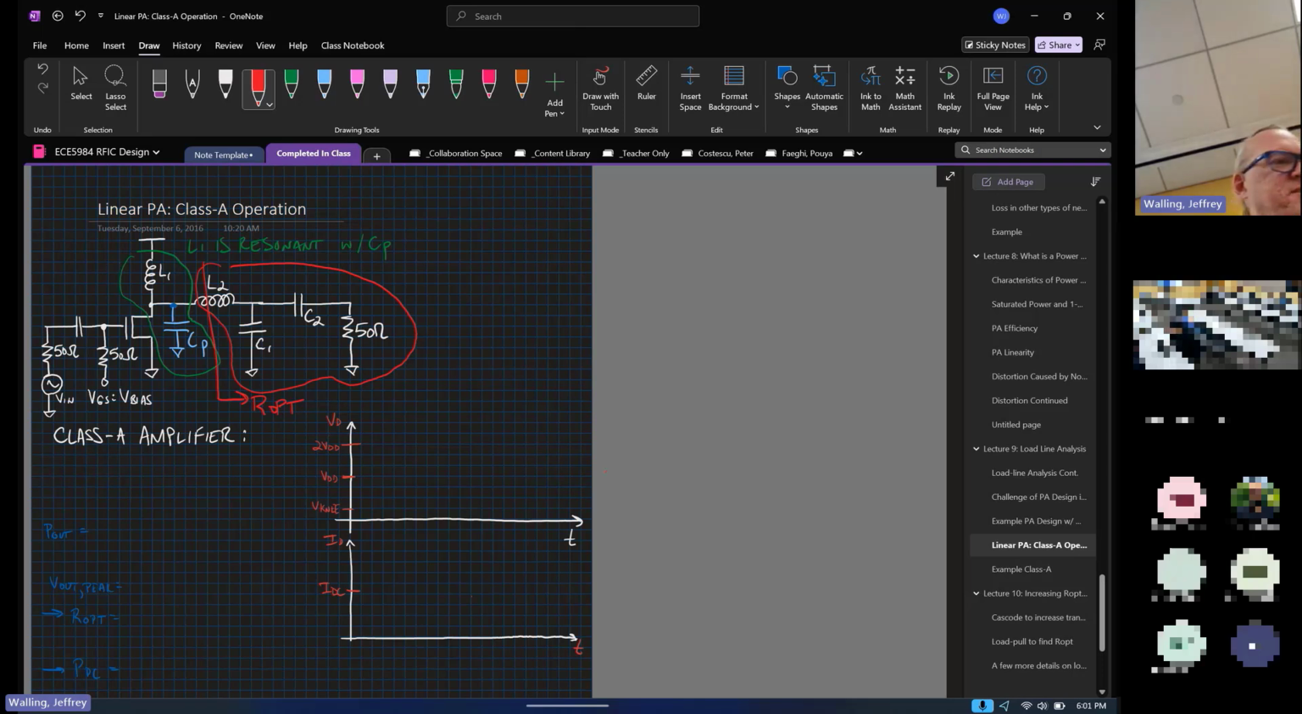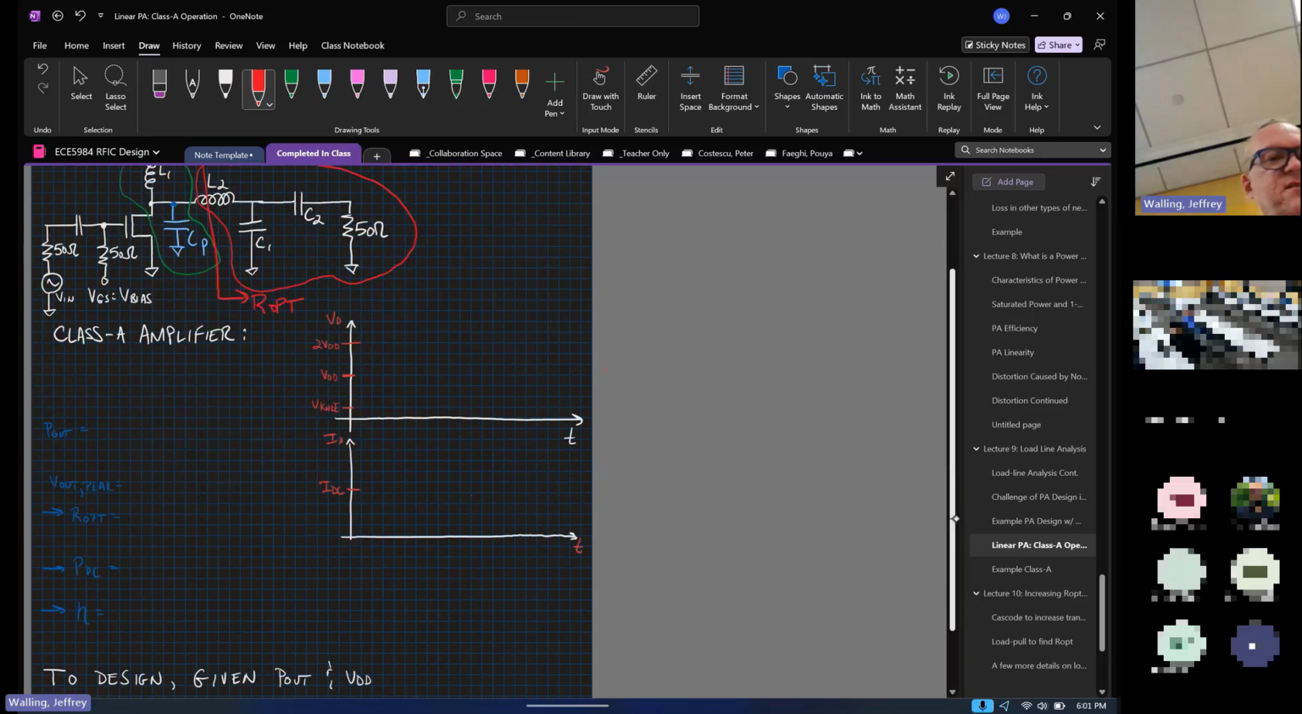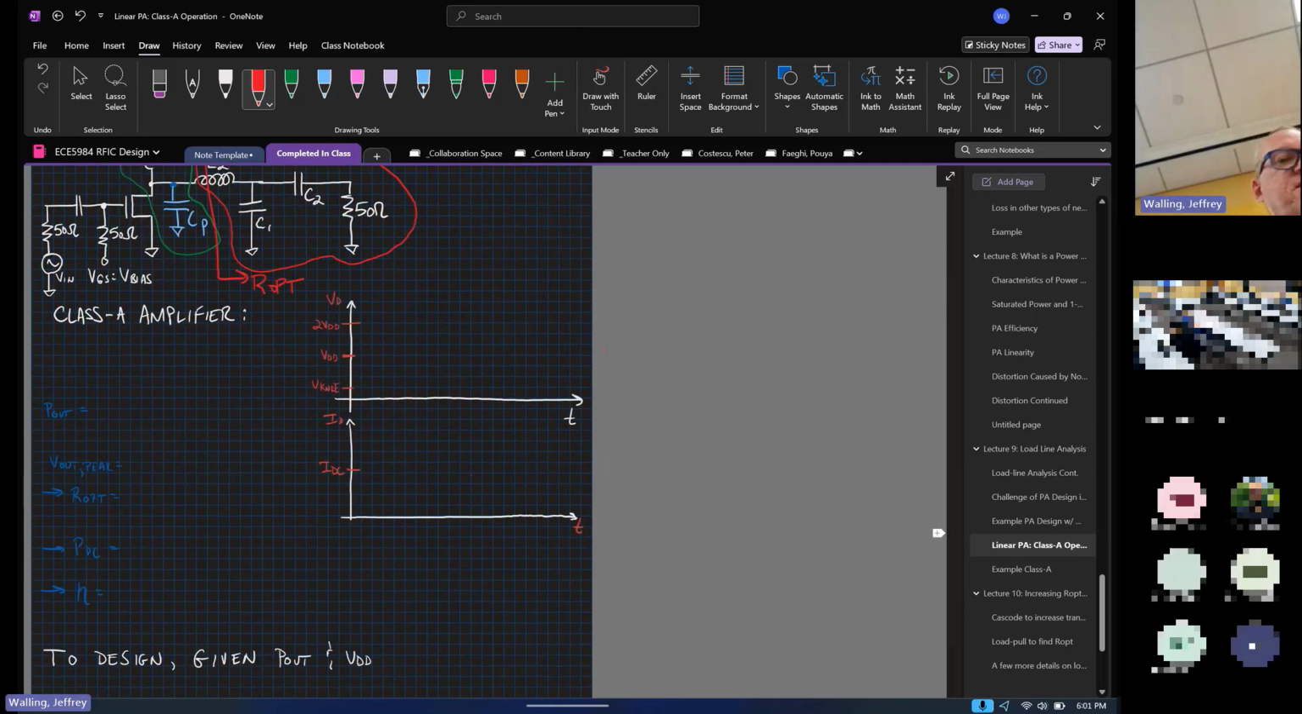It works. Now, for a Class A amplifier, the definition of a Class A amplifier is an amplifier whose current never cuts off due to any input voltage. So we're going to bias the gate to source voltage through this 50 ohm resistor at some level that allows the transistor to never cut off.